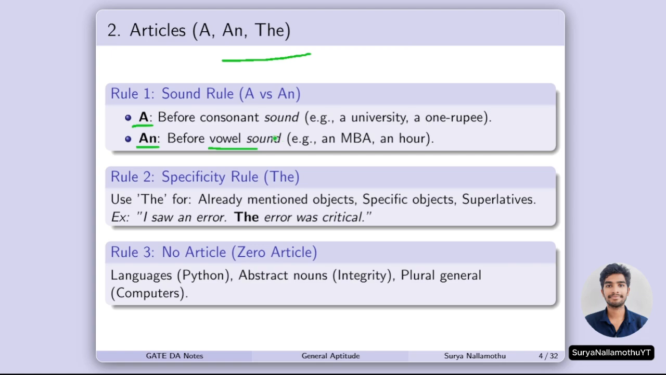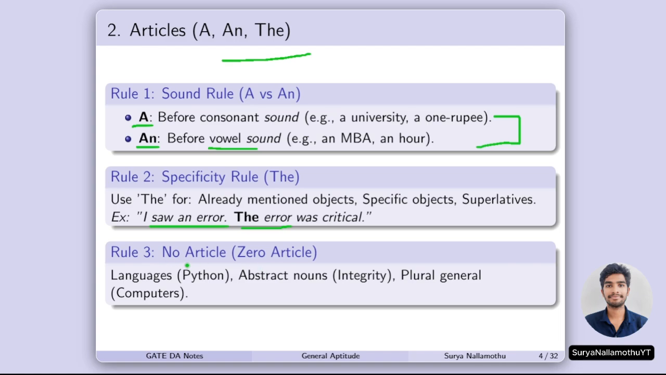In some special cases there are tricky questions that we can't solve by rule alone. For those cases, we need to solve by analyzing the sentence. And next, rule 2 is the specificity rule. The specificity rule applies to already mentioned objects. For example, I saw an error, right? It is already mentioned, so the error was. For already mentioned objects, we need to remember that the is used.